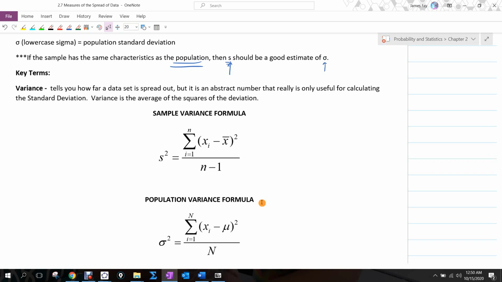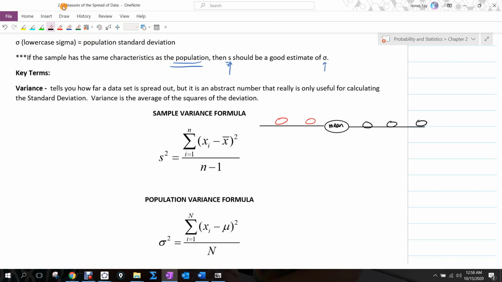I'll explain. Variance tells you how far a data set is spread out. We've already talked about variation; variance is the same idea. But it is an abstract number that is really only useful for calculating the standard deviation. Variance is the average of the squares of the deviations. I want to go back to a picture here real quick.